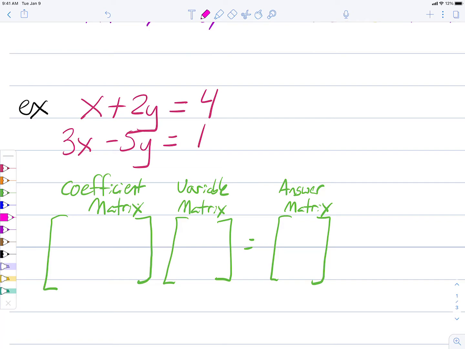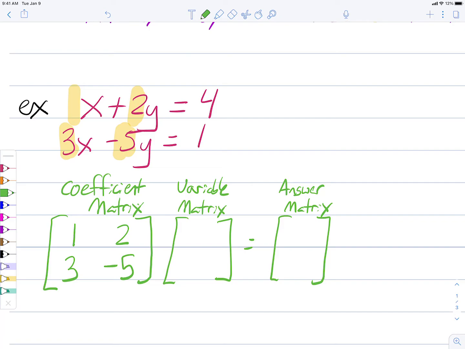So for the coefficient matrix, you're going to take the coefficients of the x's and y's and make a matrix out of them. The first equation has coefficients of 1 and 2. The second equation has coefficients of 3 and -5. So I'm just collecting the numbers in front of x and y and making them my coefficient matrix.